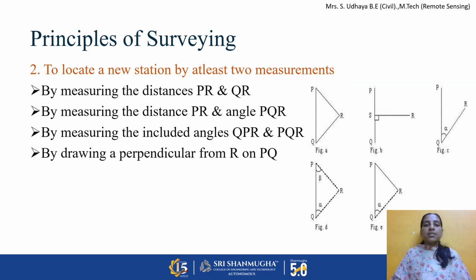Next, the second principle, to locate a new station by at least two measurements. That is, we are going to locate a new point by measuring any two distances, or any two angles, or one distance and one angle. Okay, so as we do in our childhood geometry, in order to plot the position of a new point, we will be using these principles. Okay, so this is about the fundamentals of surveying.